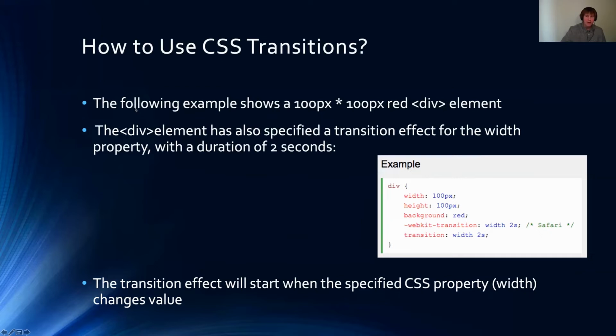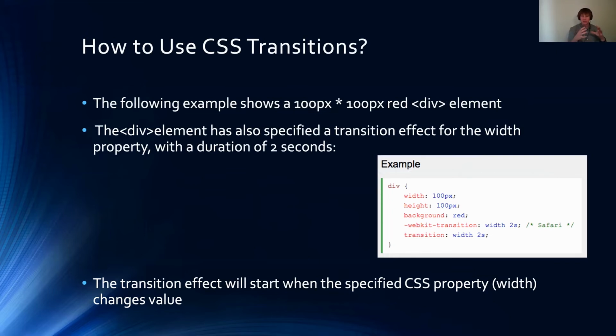The following example shows a div that's 100 by 100 pixels and red. So it's going to start out red, and now I'm going to specify the transition. Now, transitions differ based off browsers. We saw that with our CSS3 properties. You'll see the dash here, so maybe I need to use WebKit, which was for Safari and Chrome, also Opera. We also have Mozilla. In this example, the div element has also specified a transition effect for the width property with the requirement, which is a duration of 2 seconds.